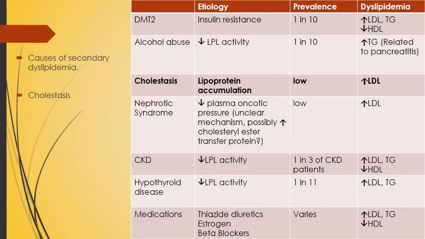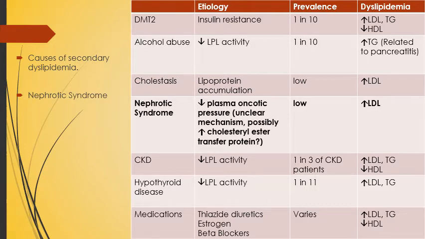When you have basically a backup of bile, bile is the main place where you get rid of cholesterol. And so if you can't get rid of that, you get that lipoprotein accumulation and you get increased LDLs. Nephrotic syndrome, so you have a decrease of the plasma oncotic pressure. Some of the mechanisms suggest it's because there's an increase in the cholesterol ester transfer proteins, but this tends to cause increased LDLs.